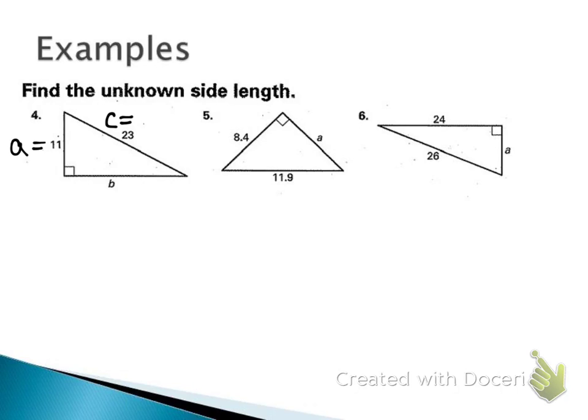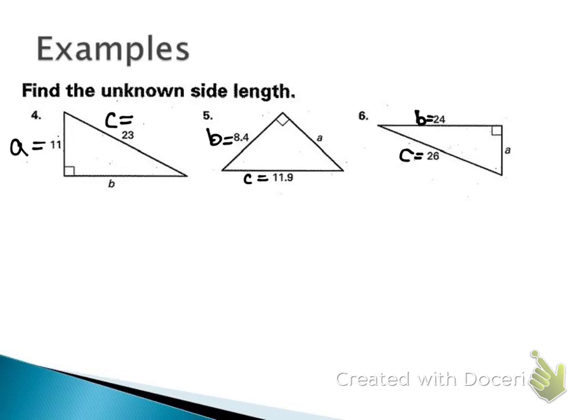On number 5, which side has to be C? 11.9 has to be C. They're asking for A, so B must be the other side. On number 6, which side has to be C? 26. They labeled the other one A, so B is 24. Now this might be something you already noticed: the hypotenuse is always, always, always the longest side. The hypotenuse will always be the longest side of a right triangle.